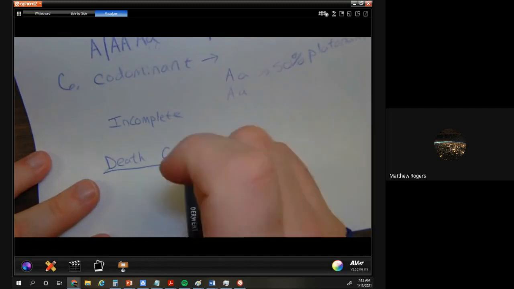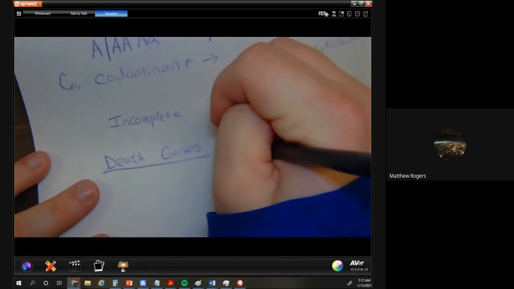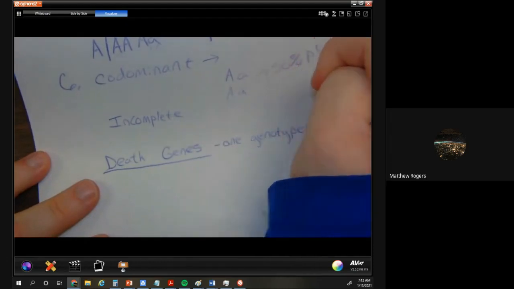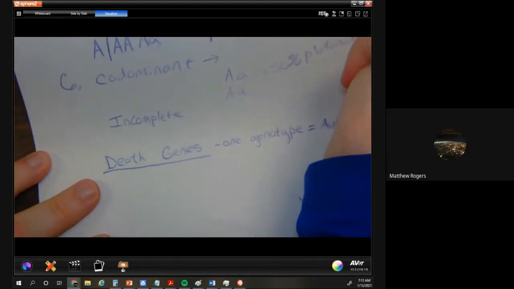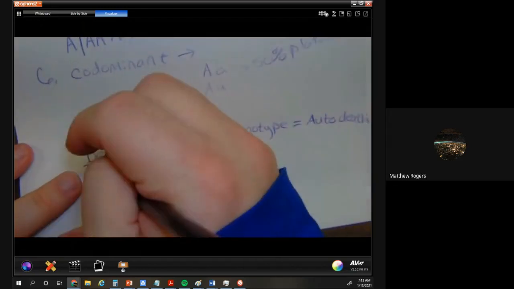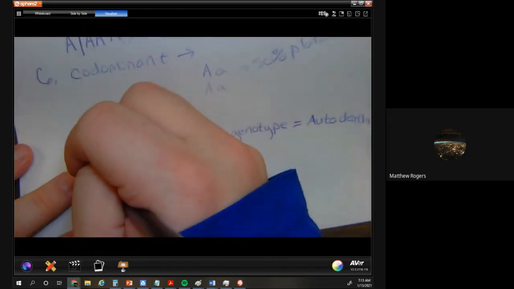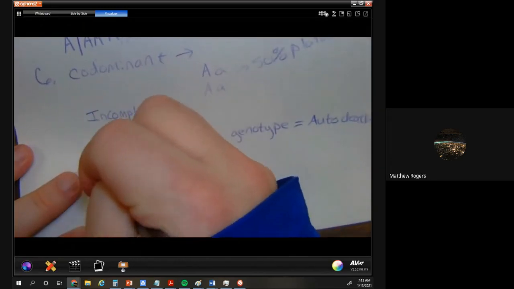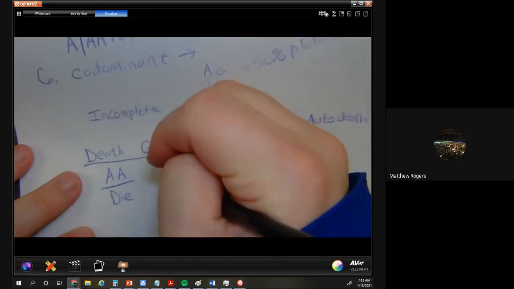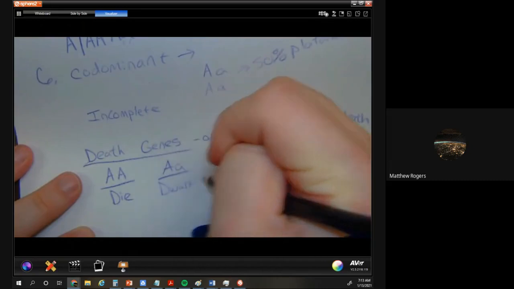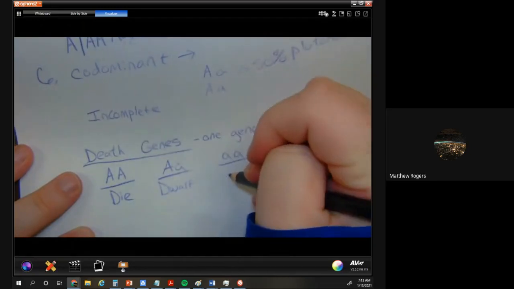Death genes are something where one gene type, or one genotype, equals auto death. So it miscarries. It doesn't even get produced as a living thing. For example, the most famous one in humans is dwarfism. Say we use big A. If you're big A, you die. The big A trait is actually dwarfism, so you're a dwarf, and little a, you do not.